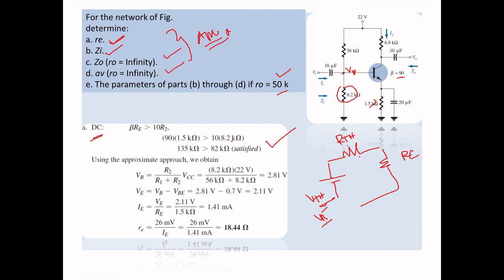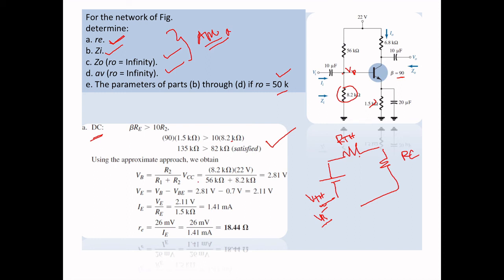While calculating the RTH, we need to consider the voltage source as short circuited. If you have a current source, you open circuit it. You want to find the overall resistance. Here R1 is parallel to R2, so R1 into R2 divided by R1 plus R2. When you're calculating the Thevenin's part, all the other elements will be considered as a load. That is why VB is written as R2 divided by R1 plus R2 into VCC.